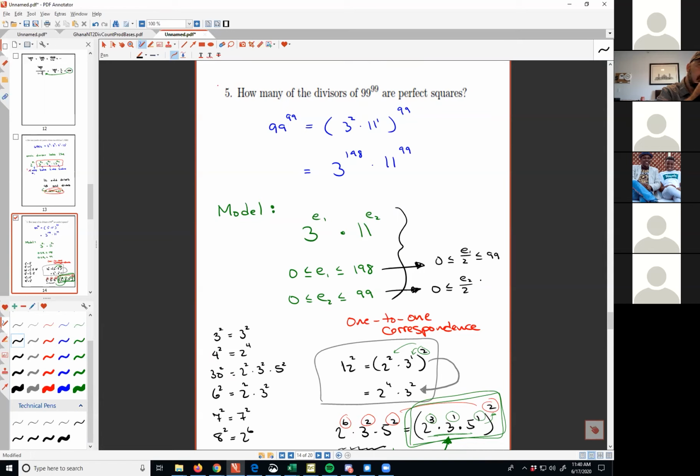So we would come up with 3 to the power of 100 times 11 to the power of 50. So there are 100 possible values for E1, and how many possible values for E2? 50. That's correct. So how many total perfect squares can we construct in this way? 5,000. Very good.